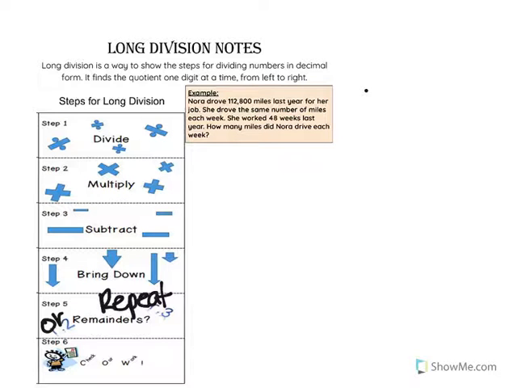Today's notes are on long division. Long division is a way to show your steps for dividing numbers in decimal form. It finds the quotient one digit at a time from left to right.